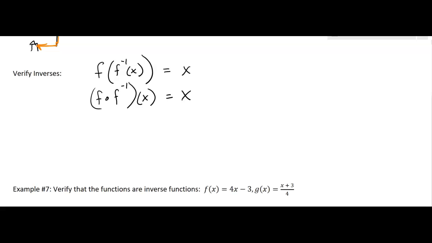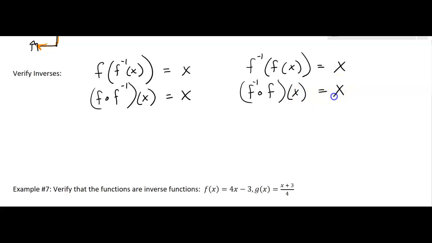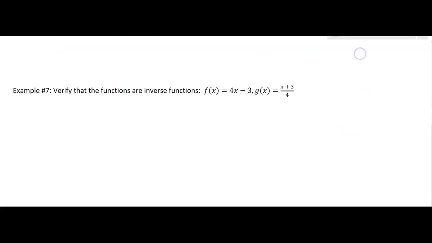Okay, so that has to be true. It also has to work the other way. So you have to be able to go f inverse of f of x, and that's going to just equal x. You can write the same thing with composition notation, f inverse of f of x, and that has to get you just x. Okay? So how we verify if two functions are inverses, we do these compositions, and you have to do both of them.